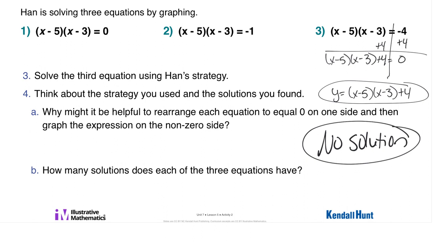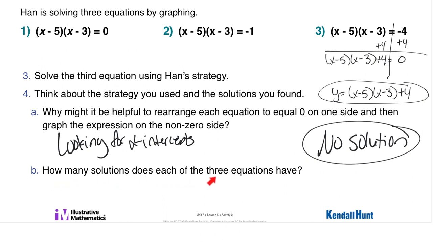Because it makes it easy to see how many solutions there are. You're just looking for x-intercepts then. And I'm just going to write that down here. When you do that, you're looking for x-intercepts, which are easier to see and find on the graph.